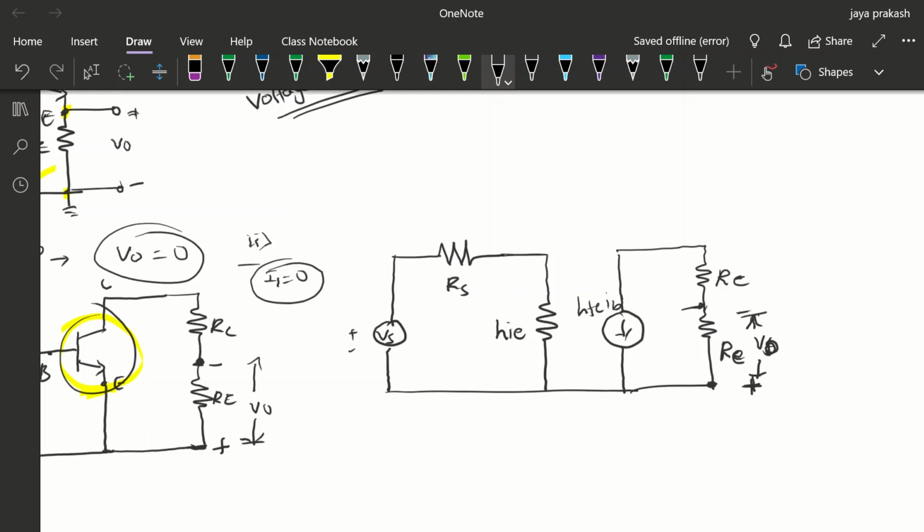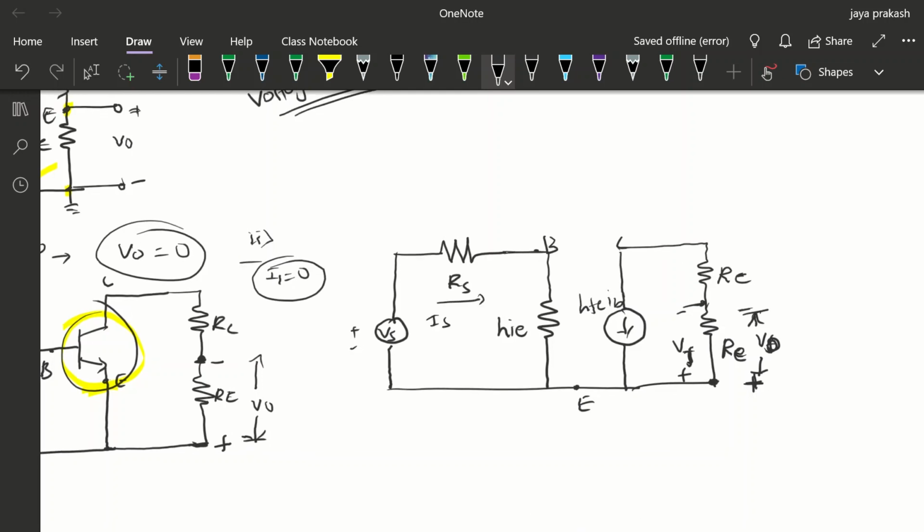And also this is the voltage that will be fed back to the input side. This is collector and this is emitter and this is base, and assume the current flowing is IB, and the current flowing in the terminals C and E is HFE into IB. This is the source voltage and this is the source resistance, right? So source voltage and source resistance.